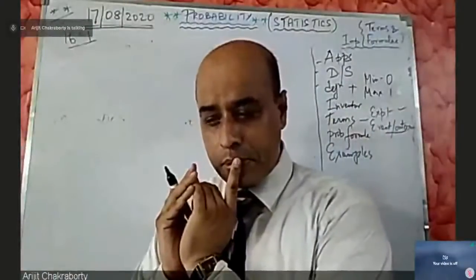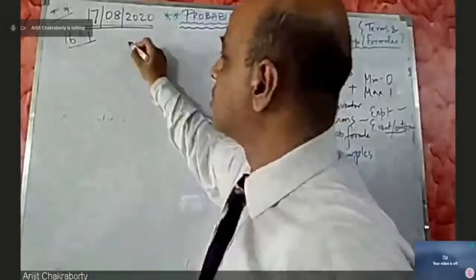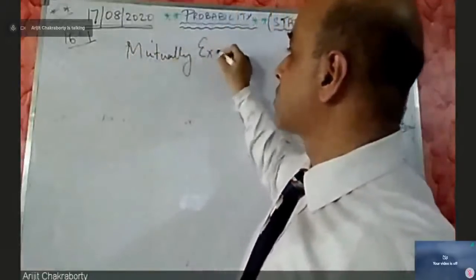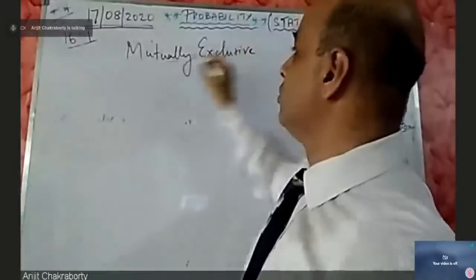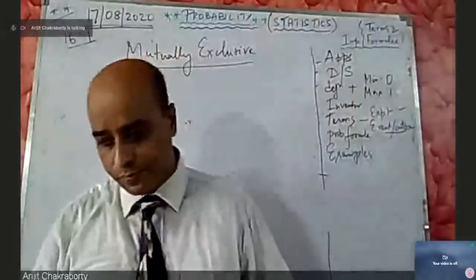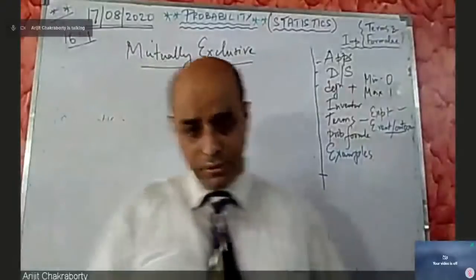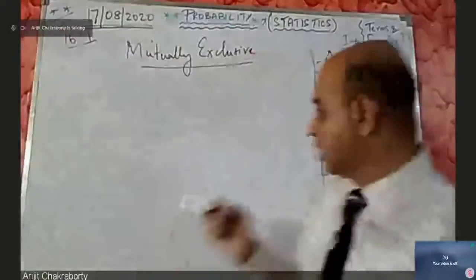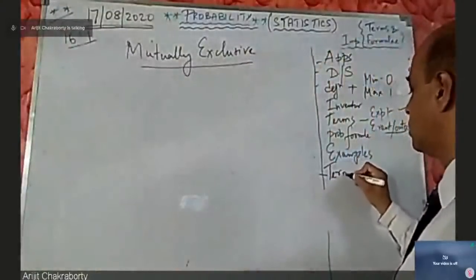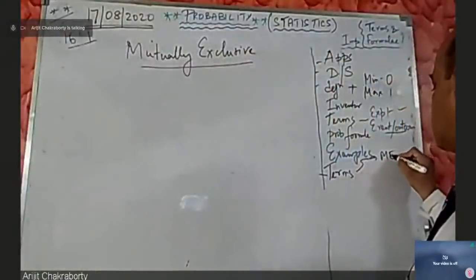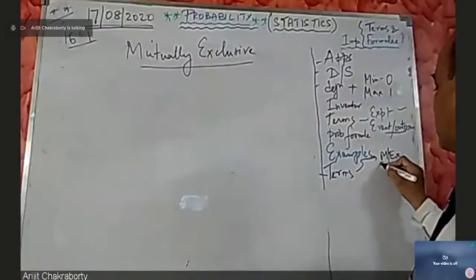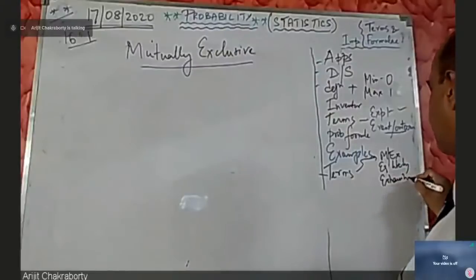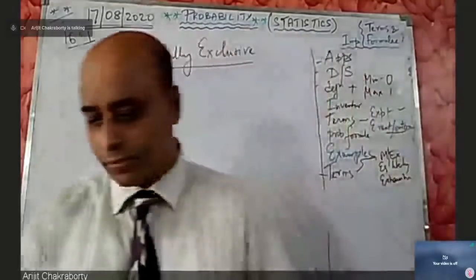Now, we go to a very important term, mutually exclusive. What is a mutually exclusive event? First let's take mutually exclusive, very, very important. So terms, we have started with terms. First we are taking mutually exclusive, then we shall take equally likely, and we'll take exhaustive. Okay. First is mutually exclusive.